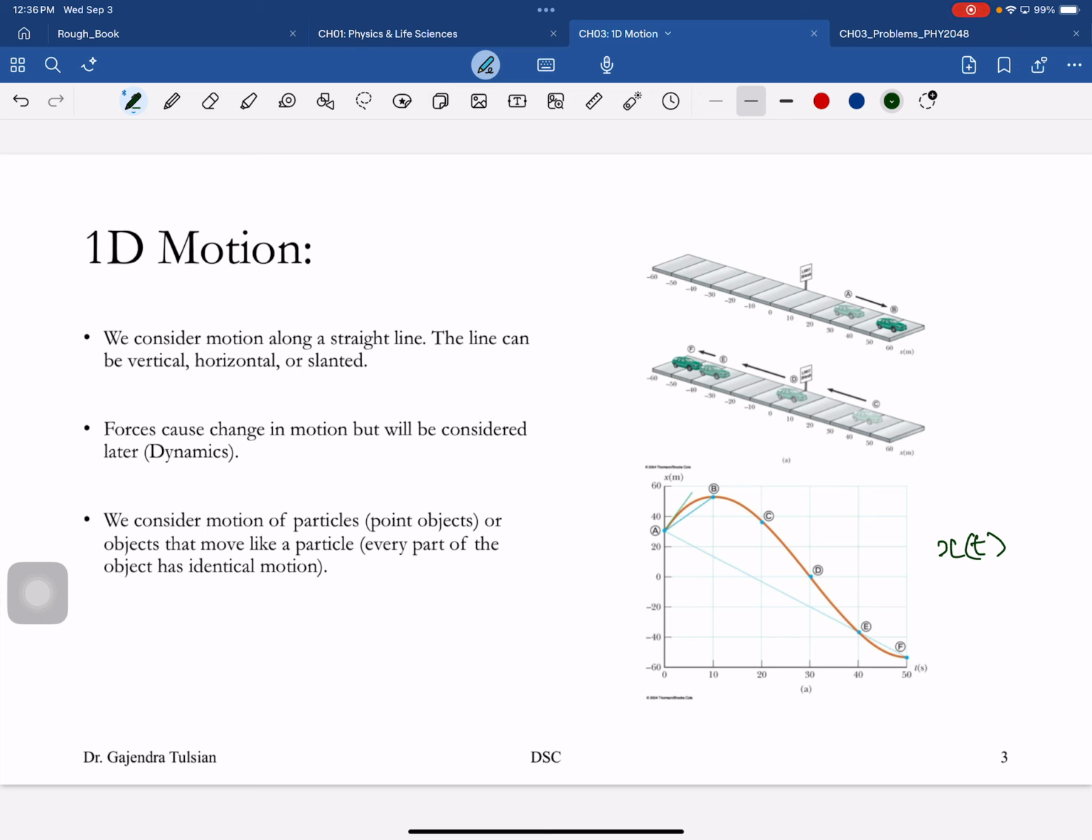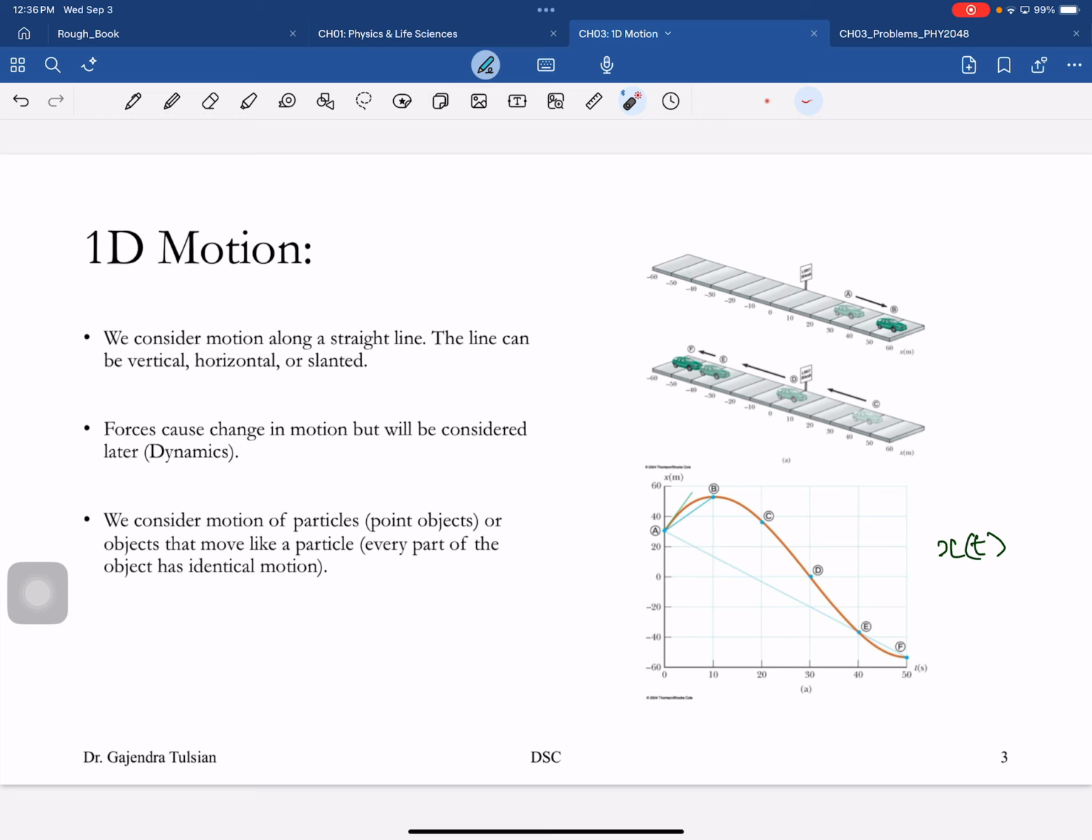Remember, what was the description of motion? You wanted to know where the object was located at all times, and this graph gives you that. See, at this time there is the object, at this time there is the object, at this time there is the object. There you go, the complete description of motion.